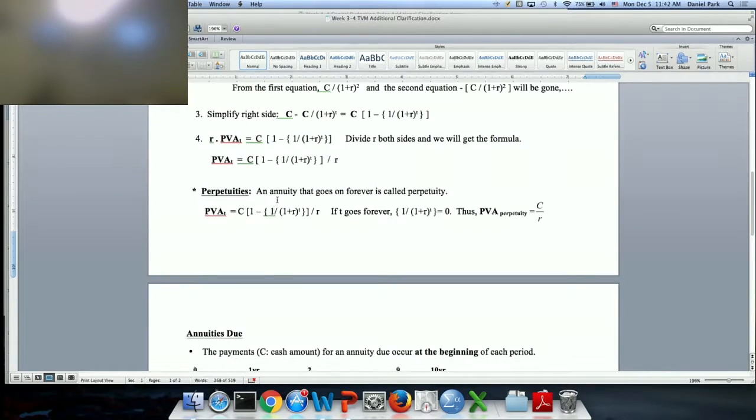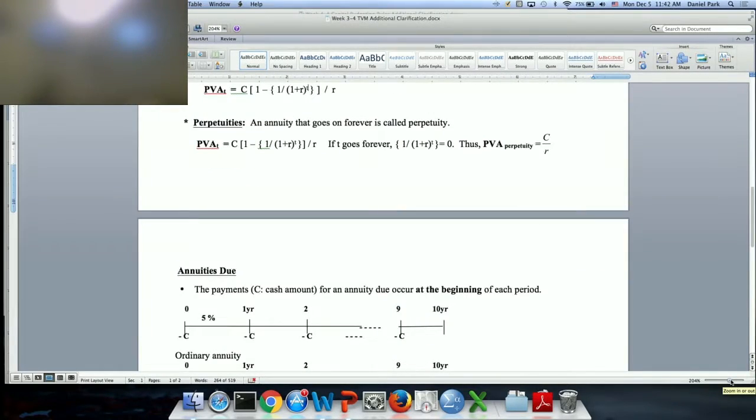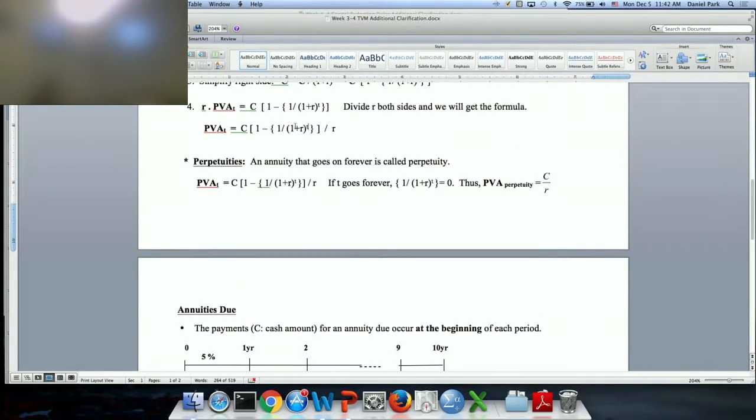Then perpetuity, this is an annuity that goes forever. That means here we have T up to a certain year. T can be 10, T can be 20, whatever. But perpetuity means, look at here, this T is not up to a certain time, but this T is a forever number. It goes on and on forever. Then PVA T is this we got from above. And now T goes forever.